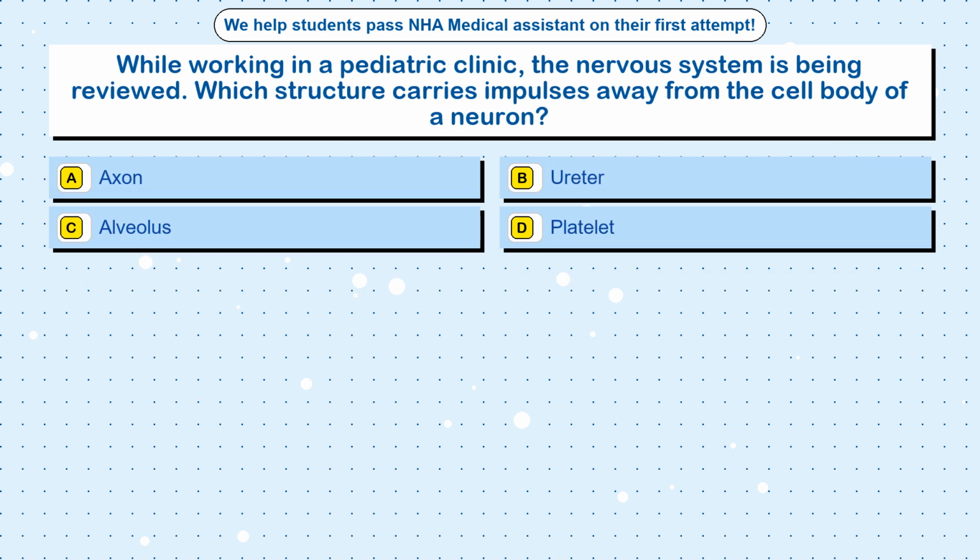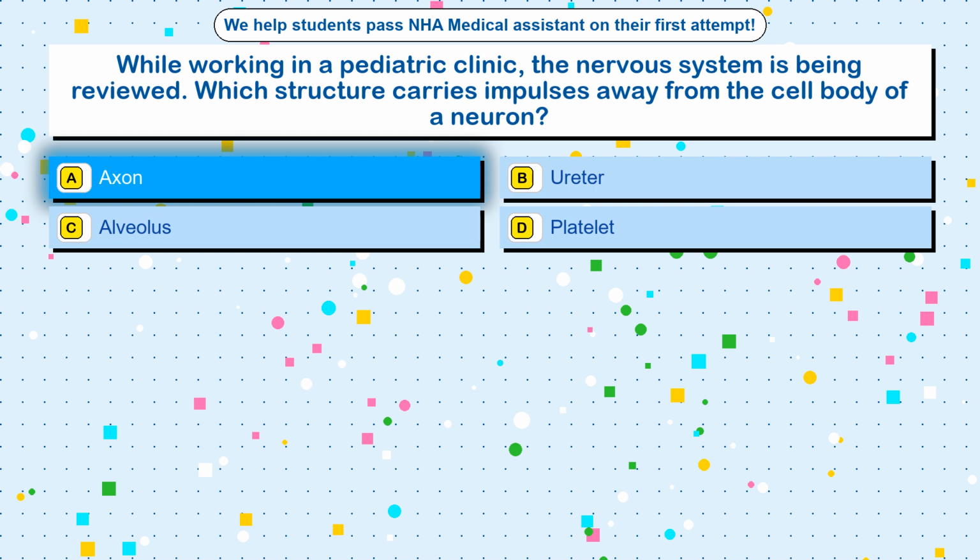Question 61. While working in a pediatric clinic, the nervous system is being reviewed. Which structure carries impulses away from the cell body of a neuron? Option A. Axon. Option B. Ureter. Option C. Alveolus. Option D. Platelet. The correct answer is option A.